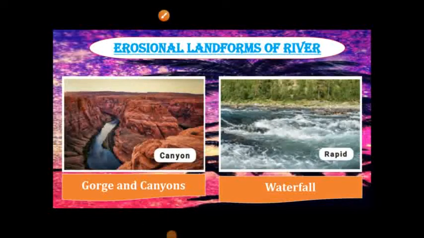Waterfall. When a river flows in a region where hard rocks lie over soft rocks horizontally, the soft rocks get eroded quickly and the rock ledge projects outwards. Thus the river falls vertically from a steep slope to form a waterfall.